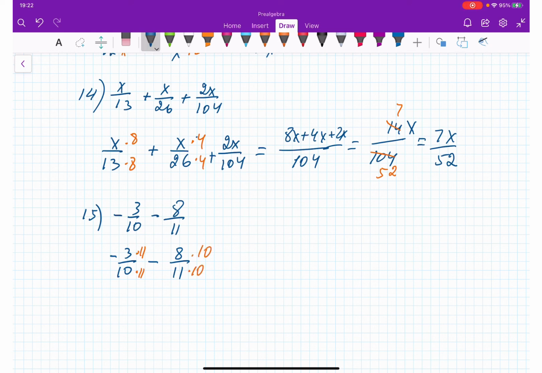And the result is negative 33 minus 80. It's going to be negative 113, and here is 110. And that's it. We are done.